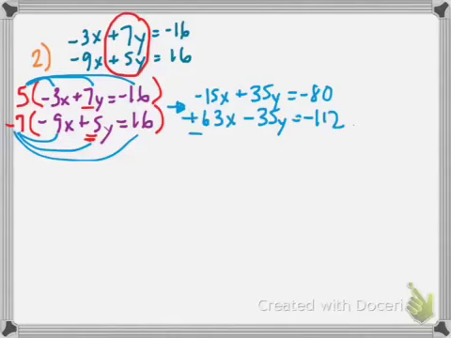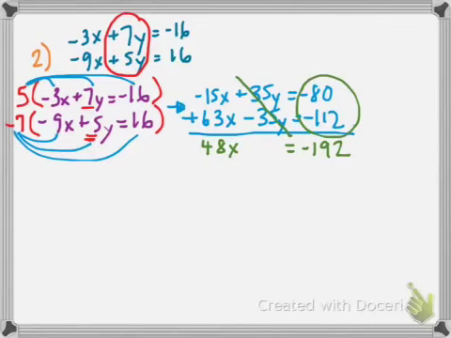Remember, it's elimination with addition, so I add. Then I know that negative 15x plus 63x is positive 48x. My 35s will cancel out, so I've eliminated my y variable. Negative 80 plus negative 112 gives me negative 192. And just a reminder, I just add my values and then keep the negative, because a negative plus a negative will always give me a negative. So back to my problem, I divide by my coefficient, so I get x equals negative 4.